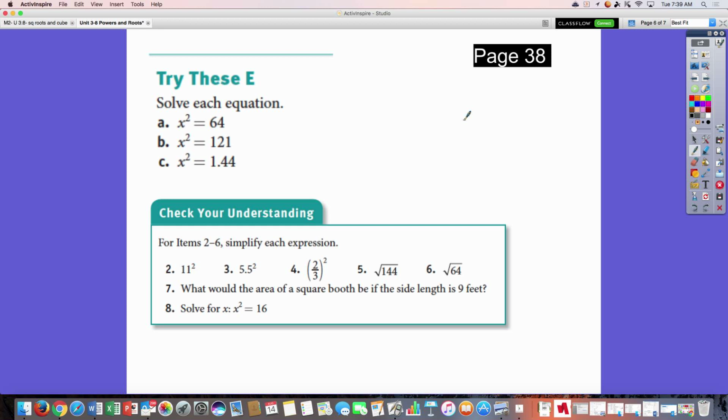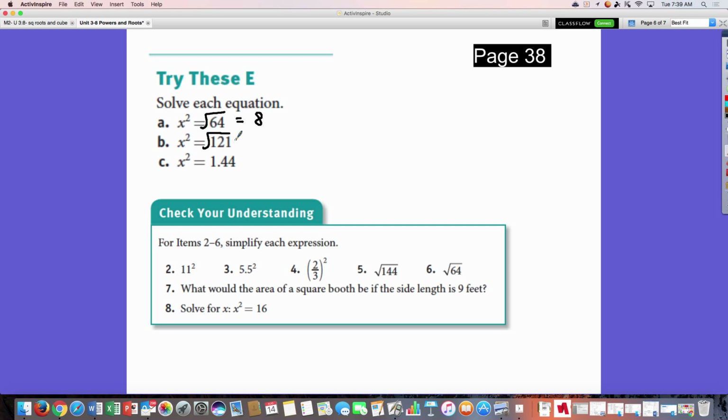Let's go to page 38. More of the same. They're telling you x, some number, squared equals 64. We're basically taking the square root of this. What's the square root of 64? 8. What's the square root of 121? 11. You getting the hang of it?